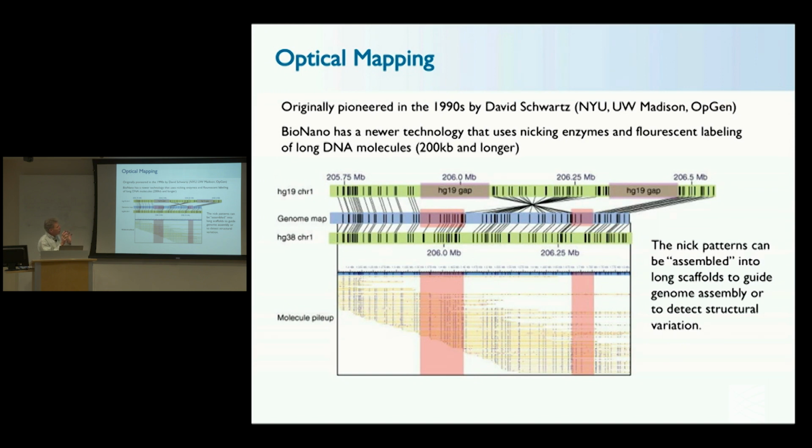So these can find very large-scale rearrangements and give you very good connectivity, end-to-end on a chromosome for doing phasing and stuff.